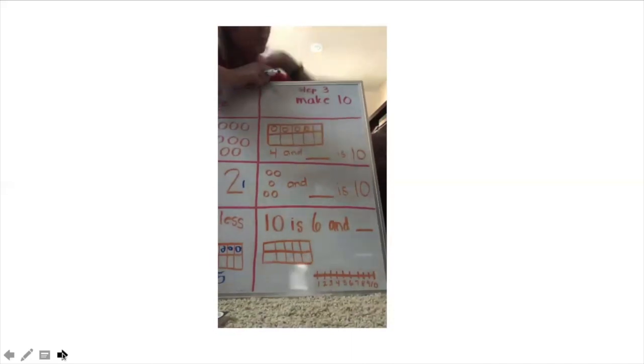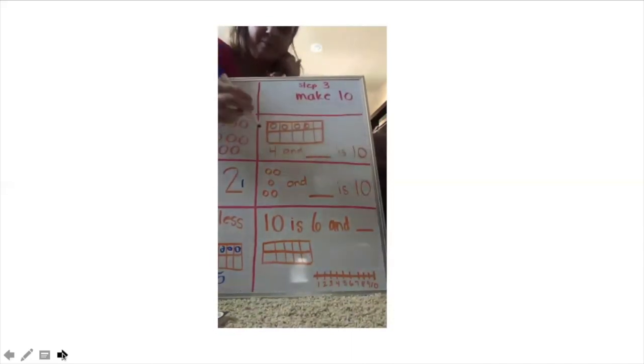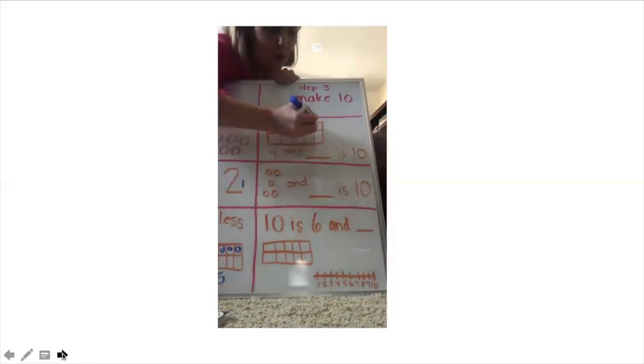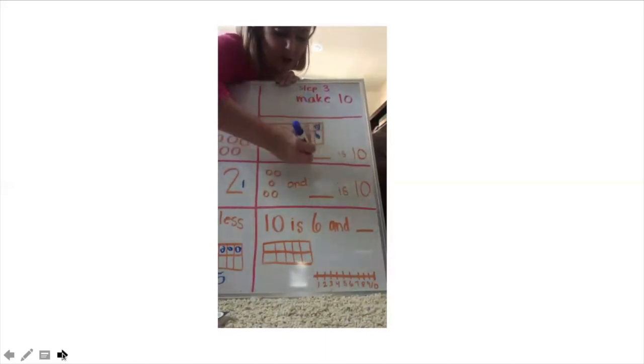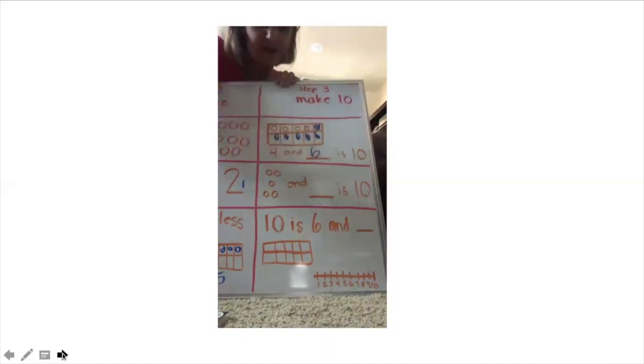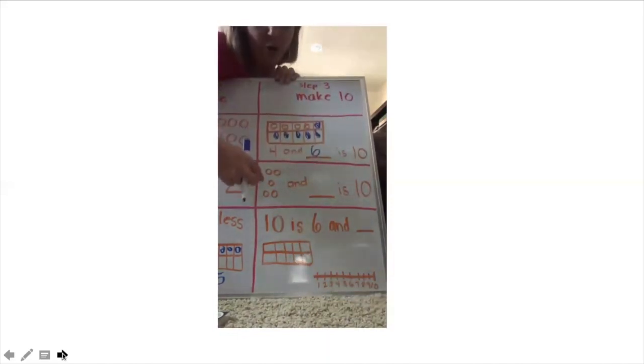Now let's get to the last section of our couch practice here. We're making 10. 4 and how many is 10? So I'm starting with 4 and I'm going to fill up my 10 frame and then I'll go back and count. 1, 2, 3, 4, 5, 6. 4 and 6 is 10.